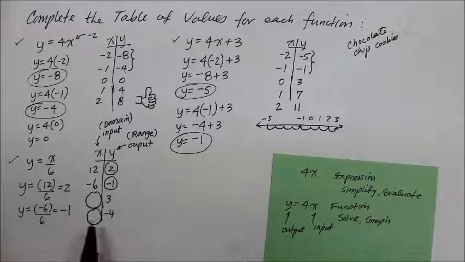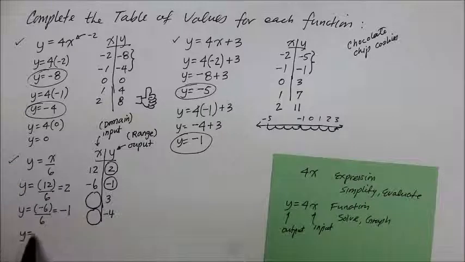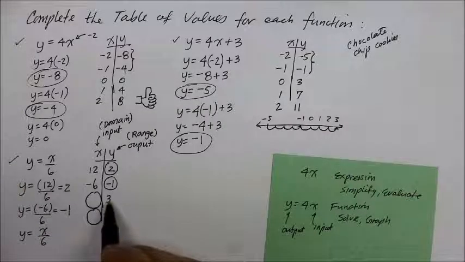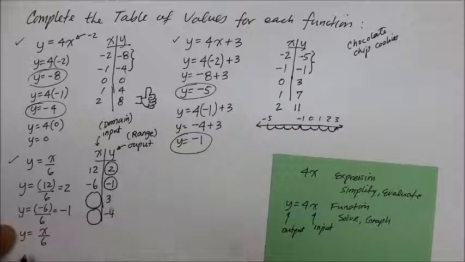Now you go, well, what about this one? Here, this time, let me write the function again. y is equal to x over 6. Since this time, we are given the y, the range. So the y equals 3. So let's put that over here. 3 is equal to x over 6. We don't know what the x is.